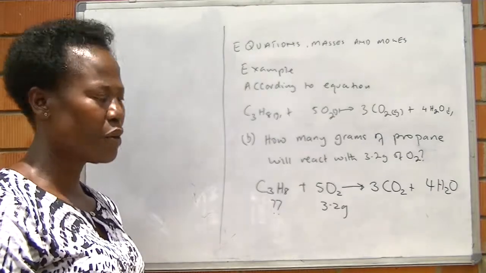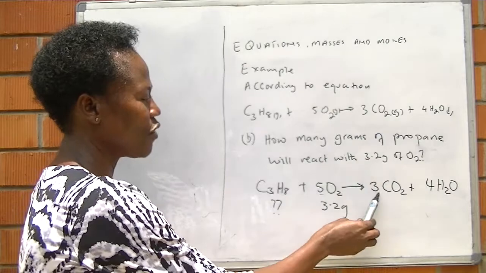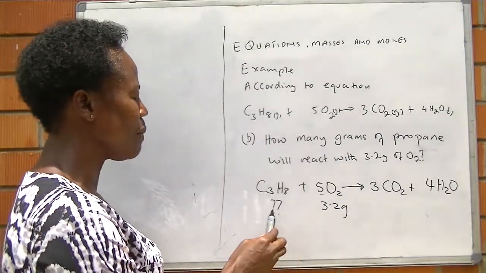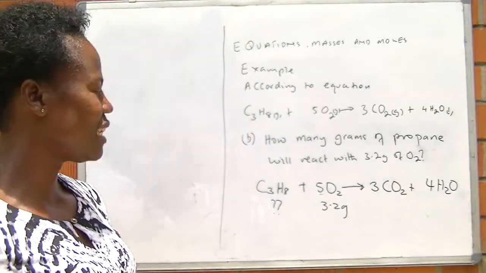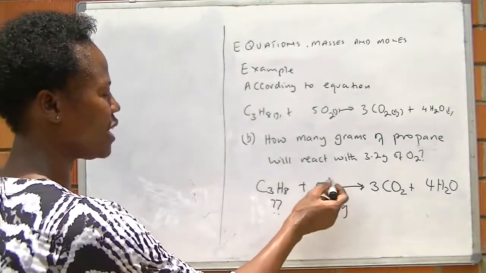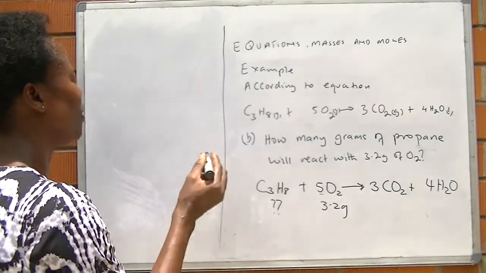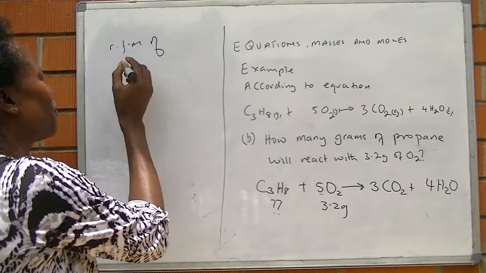Remember last time we were asked moles, so I was forced to use the values in front because these are the moles. But this time they are asking the mass and we are given mass. The moment you are given mass and they are asking mass, you go direct to the RFM of the required molecules. So this time we have propane and oxygen. RFM of propane.